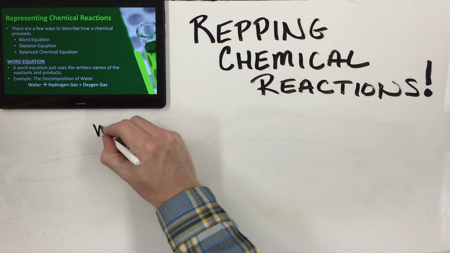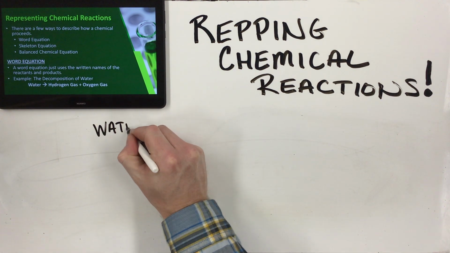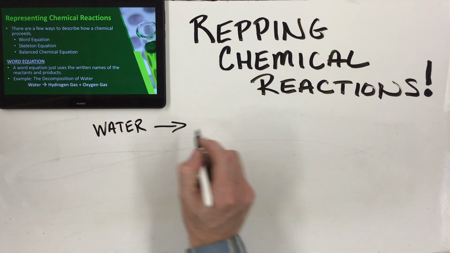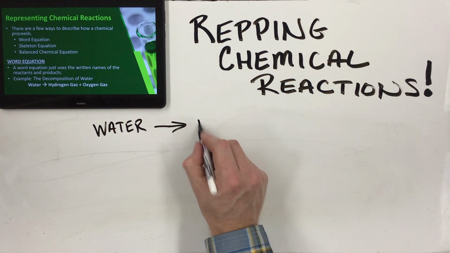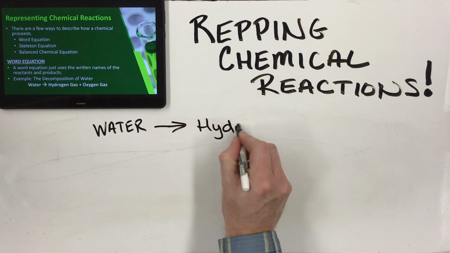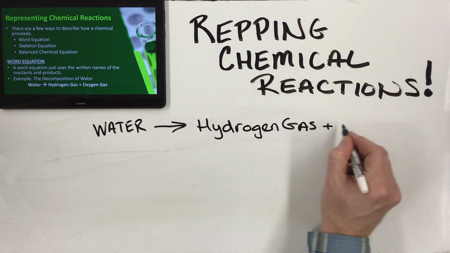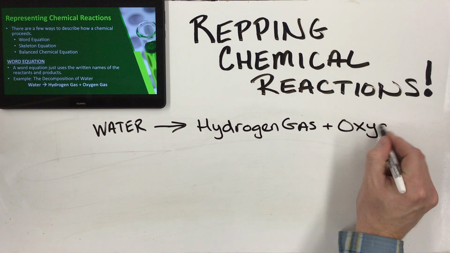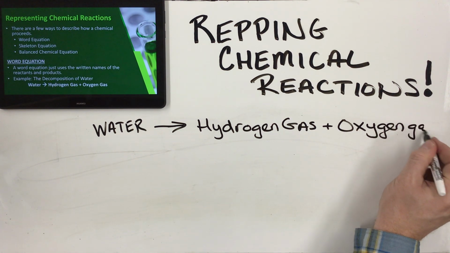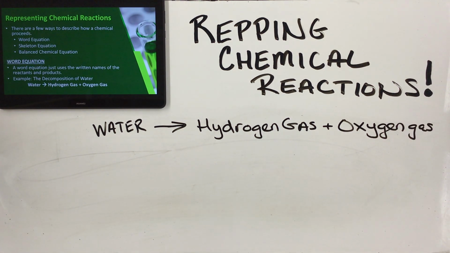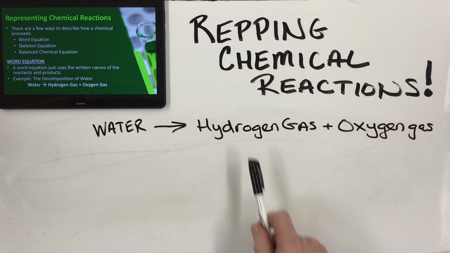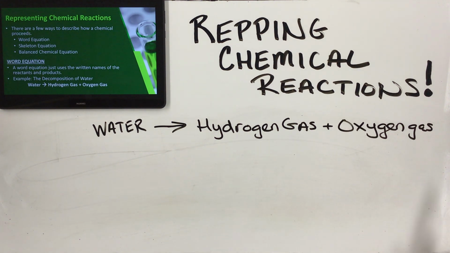We would have water, and it decomposes, right? It decomposes into hydrogen gas and oxygen gas. Basically, it breaks down into its component elements, right? Water is H2O, and it breaks down into a gas made of H's and a gas made of O's. That makes sense, right?